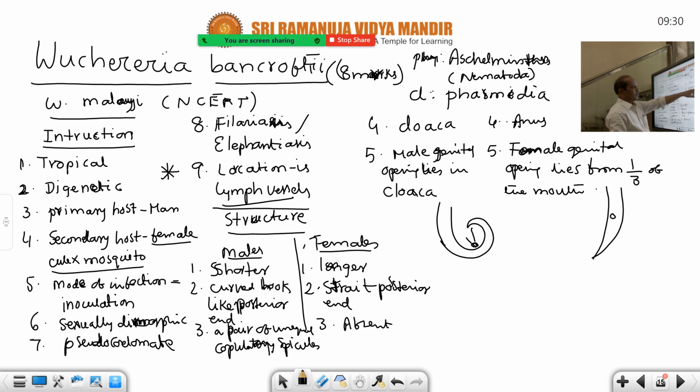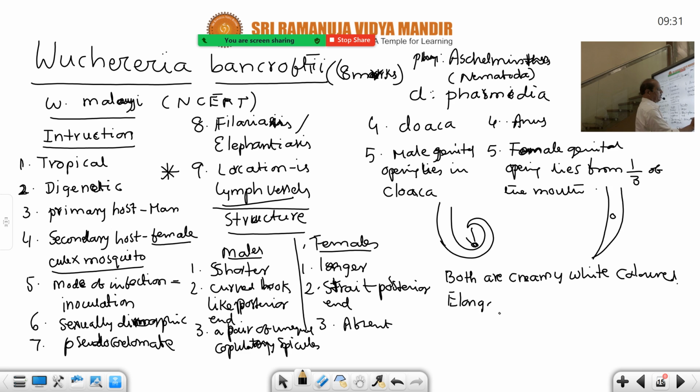Male genital opening lies in the cloaca. Female genital opening lies at 1/3 from the mouth. Males and females are both creamy white colored, living in the lymph vessels. In the external characters, some common characters are there. Both are creamy white colored, and these are elongated and cylindrical.